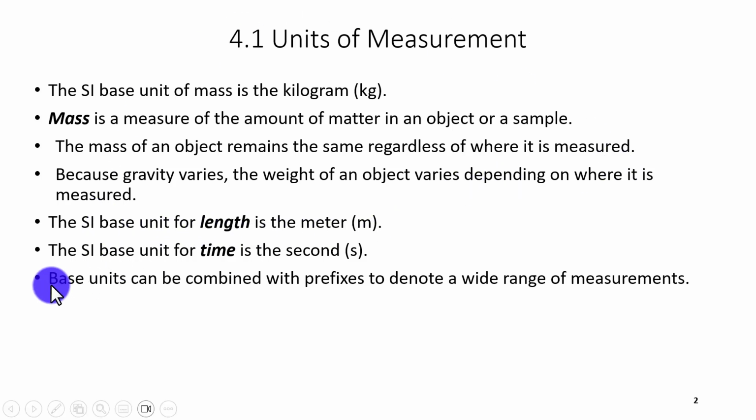The base unit for length is the meter. The base unit for time is a second. These are the base units. Now we can combine base units with prefixes to write down a wide range of measurements. They can be very tiny to very, very large. And we can see measurements, right, from measuring things inside a cell, which are very, very small, in the order of nanometers or picometers, angstroms, the size of an atom.